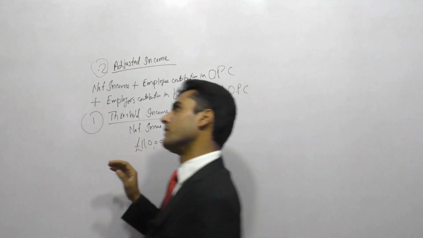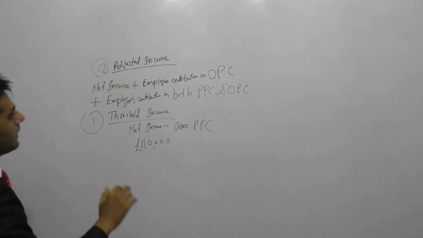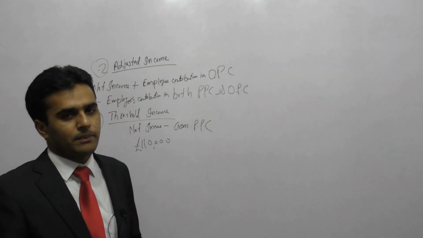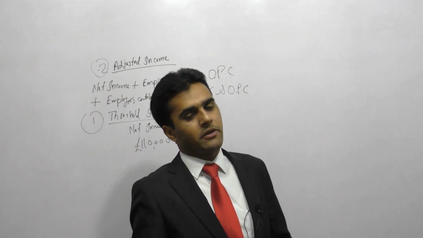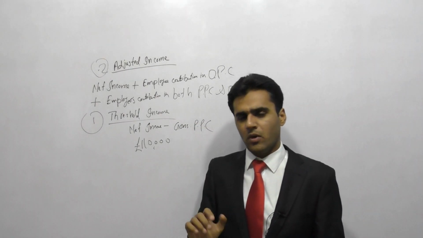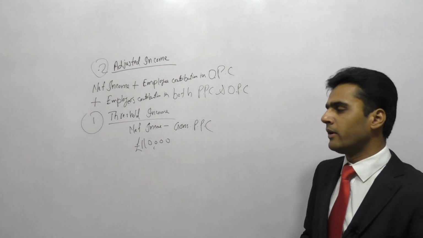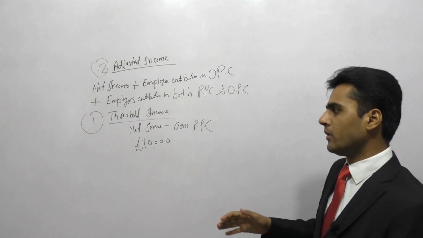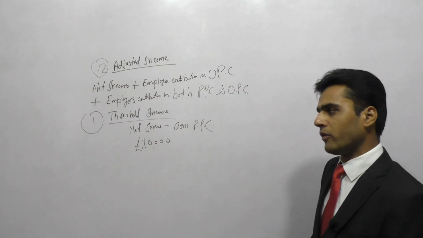Now what does step 2 say? Step 2 says that if adjusted income is in excess of £150,000, then for every £2 in excess of £150,000, the annual allowance will be reduced by £1. It's simple, but many students confuse it because it is a new topic, so it will be difficult to grasp.